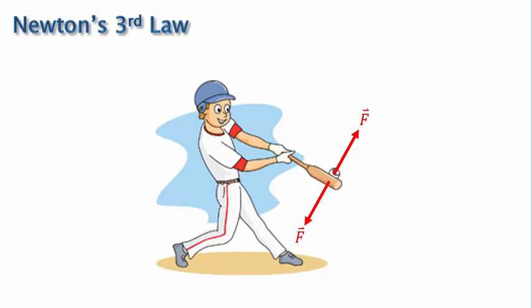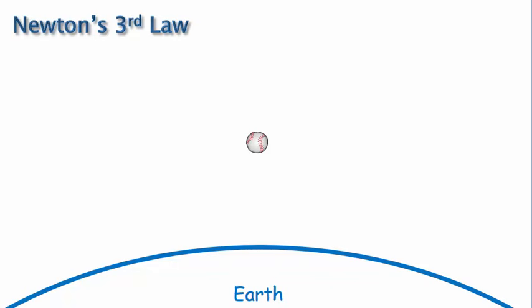And another example. A baseball is thrown into the air. Newton's third law applies to all forces, even field forces like gravity, and it also doesn't matter if one of the objects is a whole lot more massive than the other object. So the Earth applies a gravitational force to the baseball that is equal in magnitude and opposite in direction to the gravitational force that the baseball applies to the Earth.